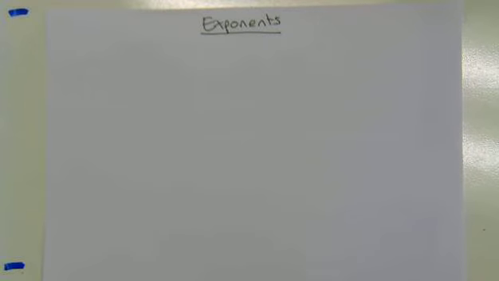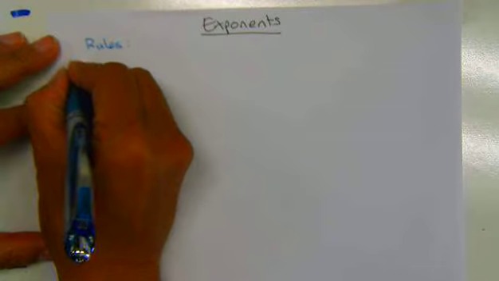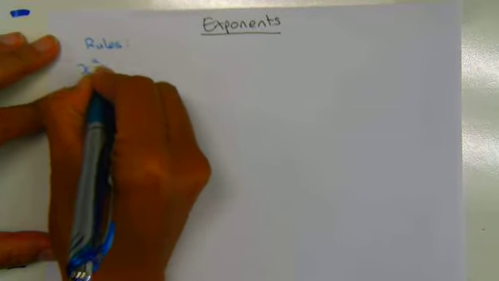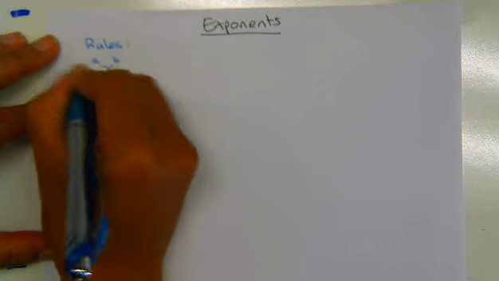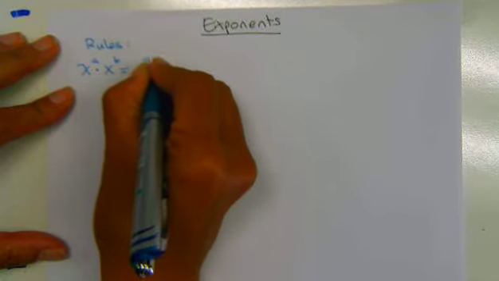Let's take a look at our rules of exponents. So let's go through the rules real quickly. So here's some old rules. If I have two variables with different powers and they're being multiplied, all I need to do is add the exponents.